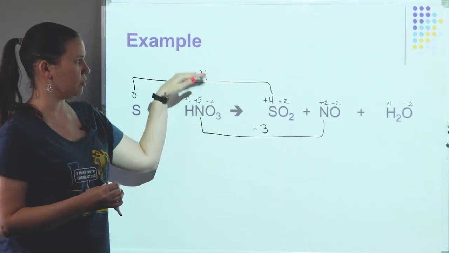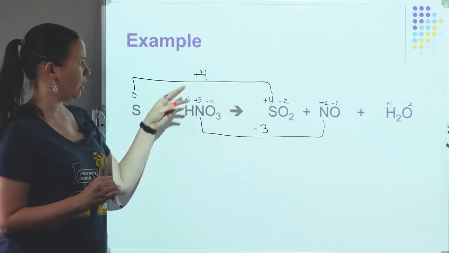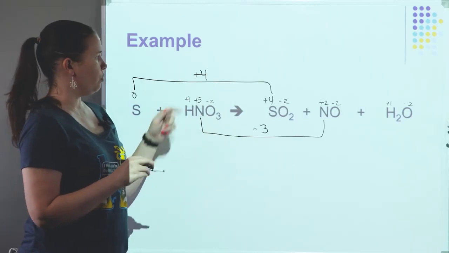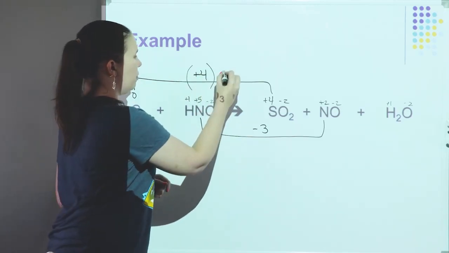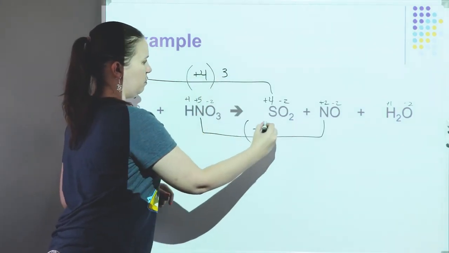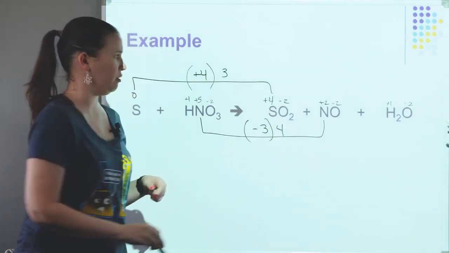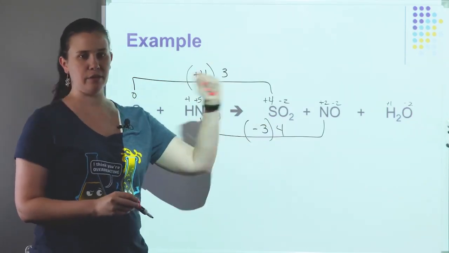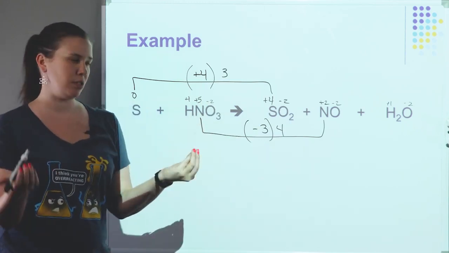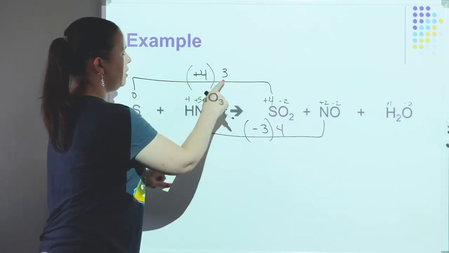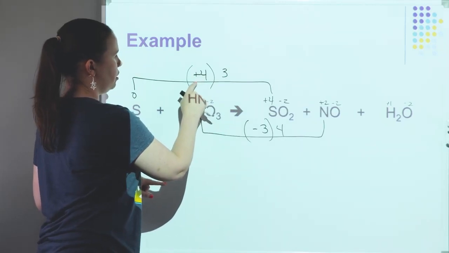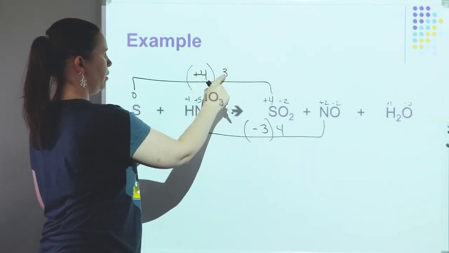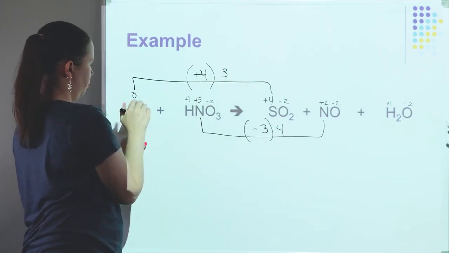So it's kind of like finding the lowest common multiple. What could I get 4 and 3 to each become that would be the same? For the 4, I'm going to need to multiply by 3, whereas the 3, I would need to multiply by 4. That's going to allow my increase to be 12 and my decrease to be 12, so I can find a matching number. If I need 3 times this change in oxidation number, that means I need 3 of these sulfur atoms.